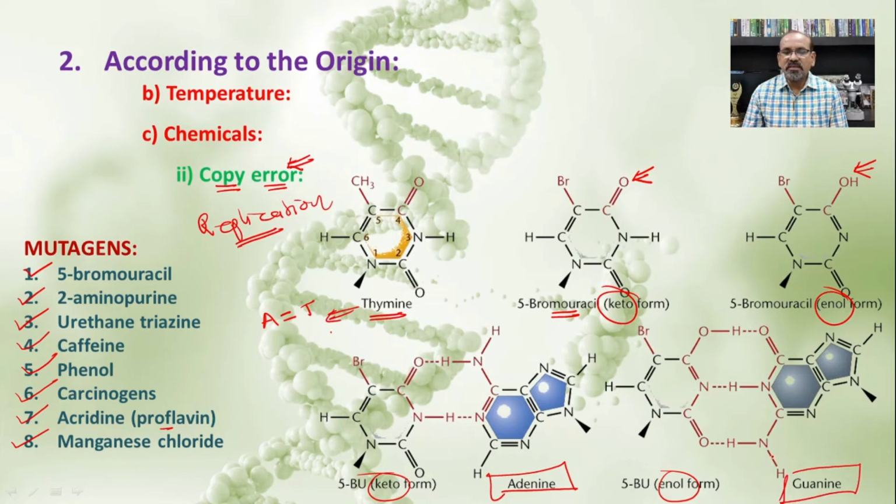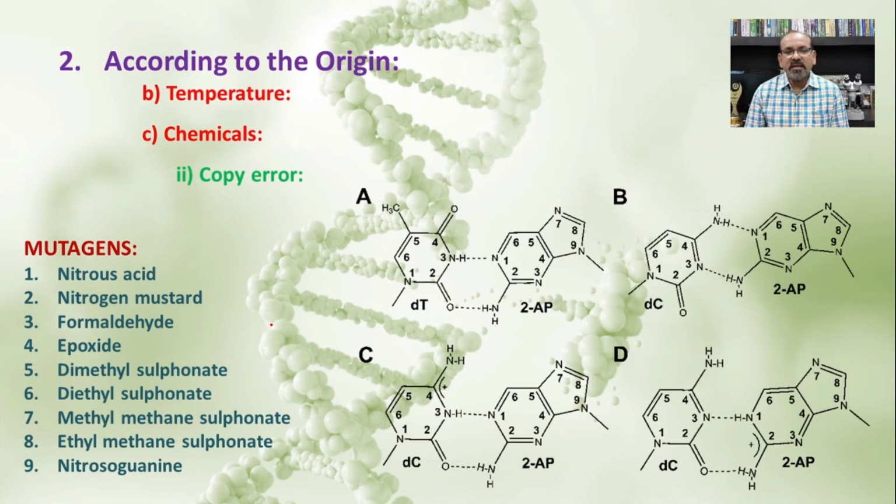So on this basis we can say that there is a change in the nitrogen base pairing. If instead of the thymine during the replication the 5-bromouracil is wrongly added, that is known as the copy error type of mutation. In a similar manner, there is an addition of some other nitrogen bases also during replication of the DNA molecule.